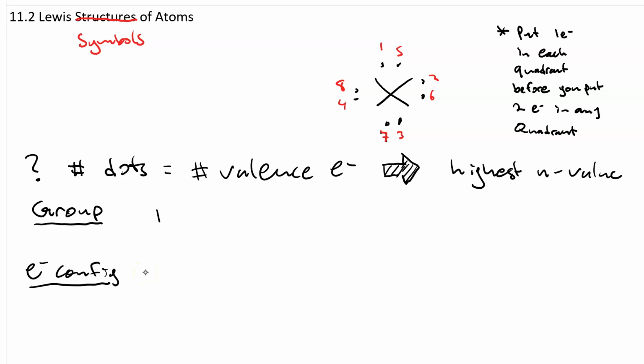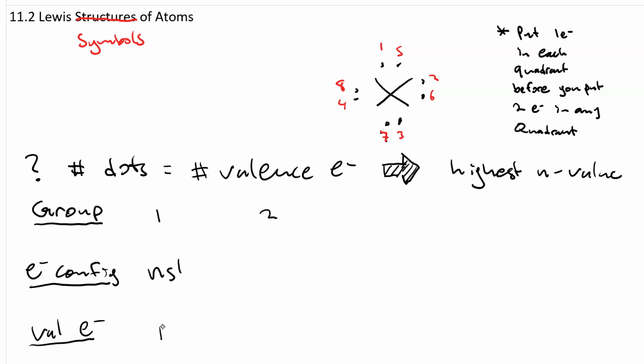The electron configuration of group 1 elements ends in ns1, like for instance lithium, which is 1s2, 2s1. So here the valence n value is 2. Therefore, the number of valence electrons in a group 1 element is 1.